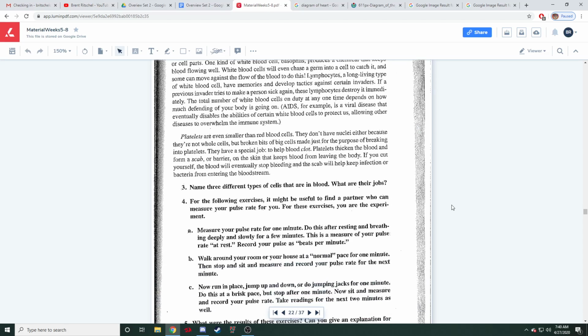Platelets are even smaller than red blood cells. They don't have nuclei either because they're not whole cells, but broken bits of big cells made just for the purpose of breaking into platelets. They have a special job to help blood clot. Platelets thicken the blood and form a scab, or barrier, on the skin that keeps blood from leaving the body. If you cut yourself, the blood will eventually stop bleeding, and the scab will keep infection or bacteria from entering the bloodstream. Alright, that is a close reading.